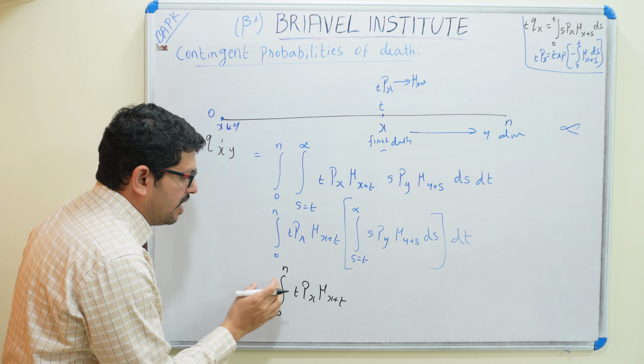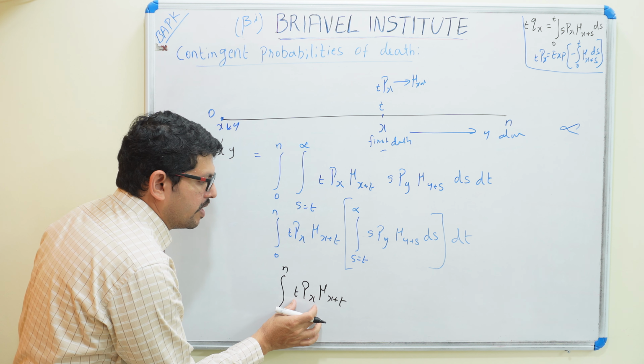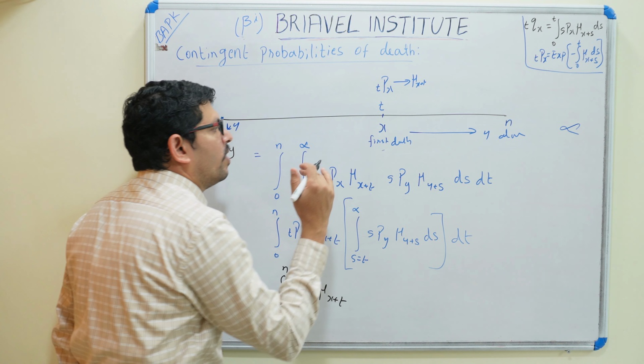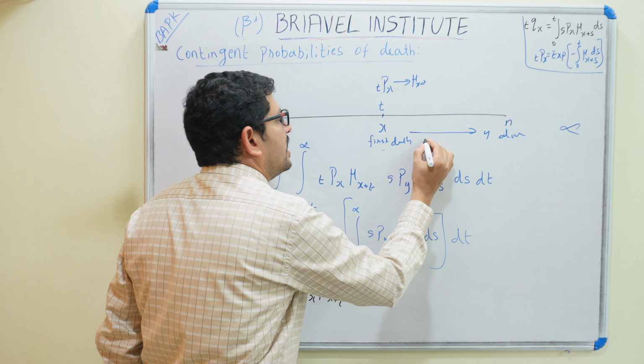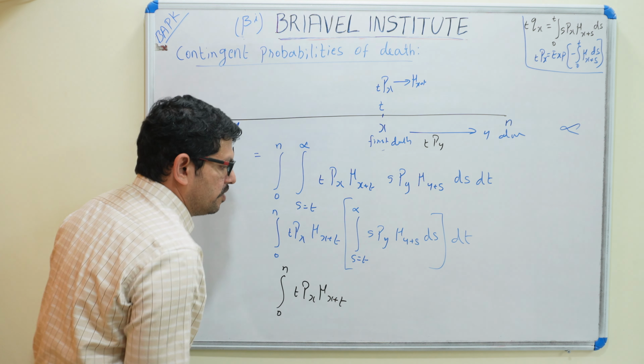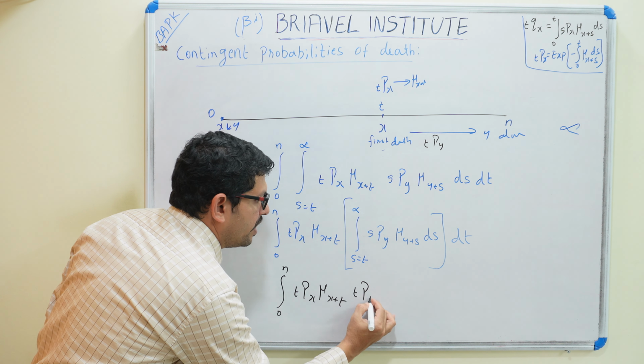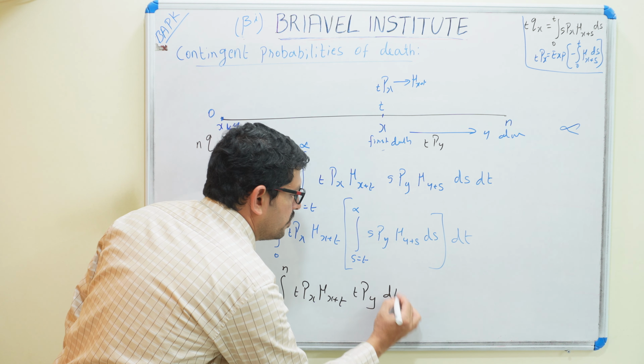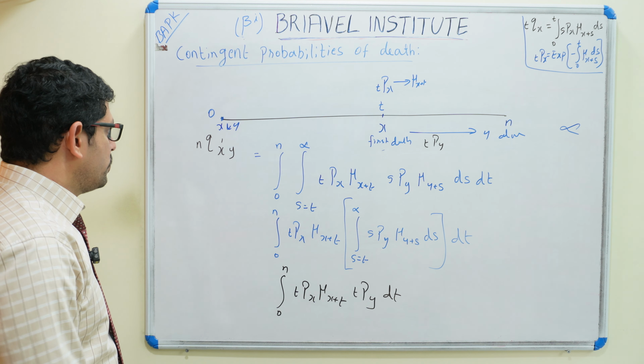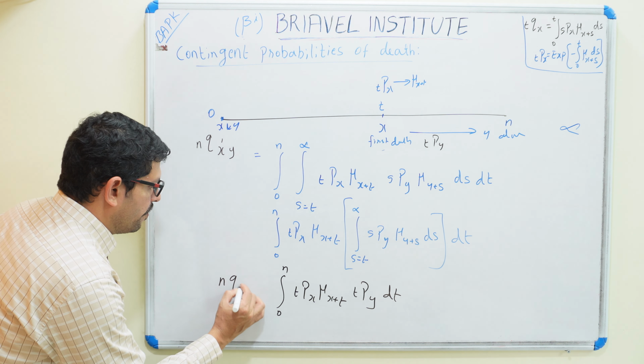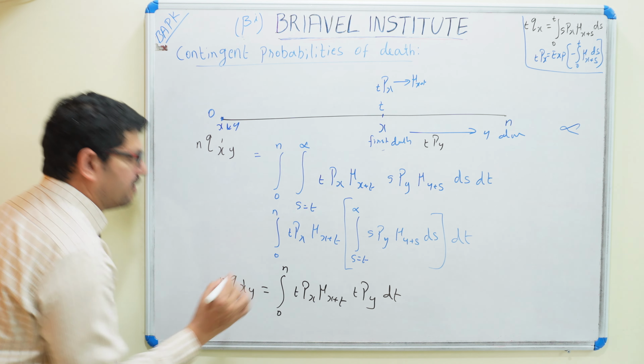Now what does it mean? X is dead at the time t. At the time t, what happened? Y is alive. That is represented by tpy. So that is represented as tpy: Y is alive. So this is a simplified formula for nq(x:y) with the 1 over y.